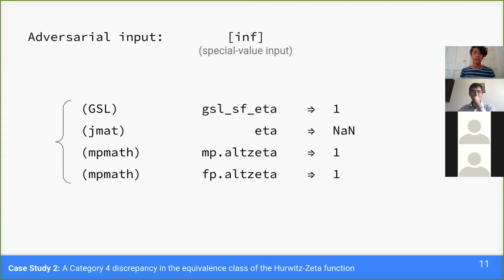The second one is a category 4 discrepancy for an equivalence class of the Hurwitz zeta function. And this is a special value input that prompted this, an infinity in particular. And we see that these libraries don't agree on the asymptotic behavior of this function. Combine that with the fact that JMAT supports limit evaluation elsewhere in the library for its special functions. This resulted in a report being filed, and we were able to suggest the proper behavior just by looking at the consensus in this equivalence class.